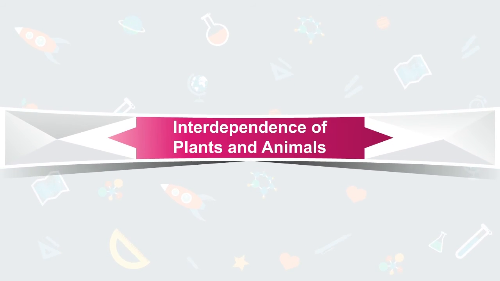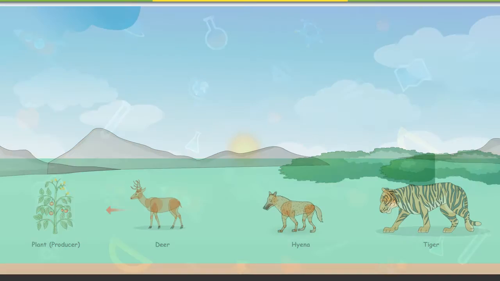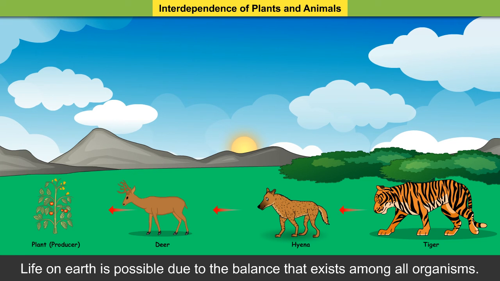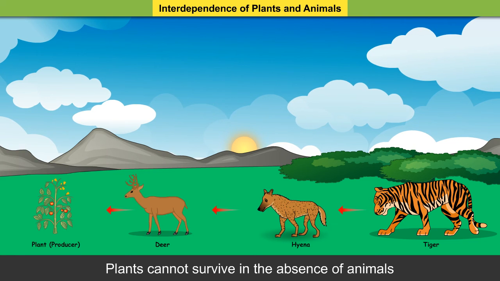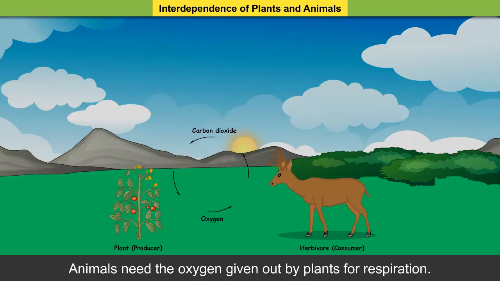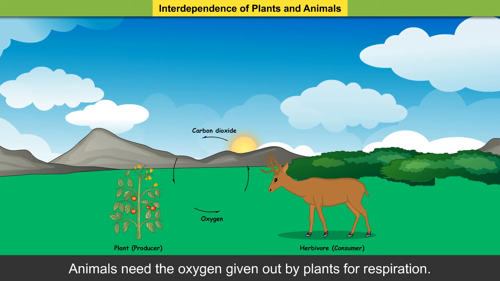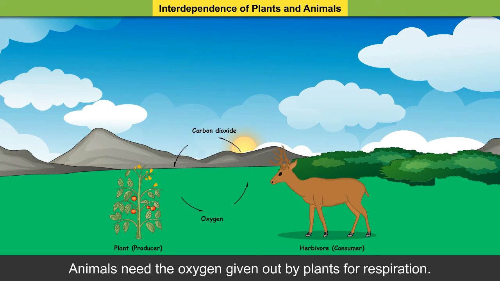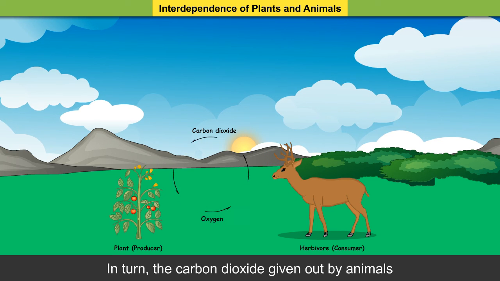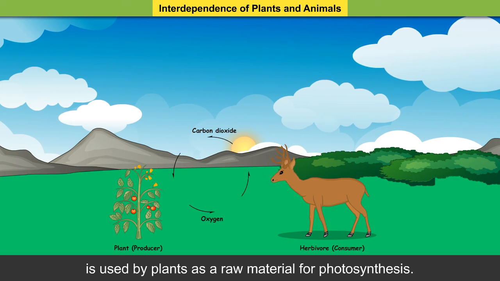Interdependence of plants and animals. Life on Earth is possible due to the balance that exists among all organisms. Plants cannot survive in the absence of animals, and neither can animals survive without plants. Animals need the oxygen given out by plants for respiration. In turn, the carbon dioxide given out by animals is used by plants as a raw material for photosynthesis.